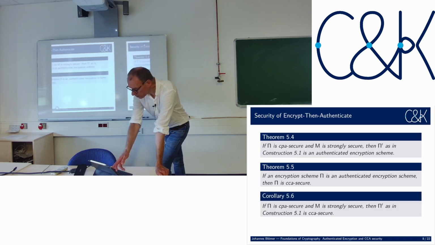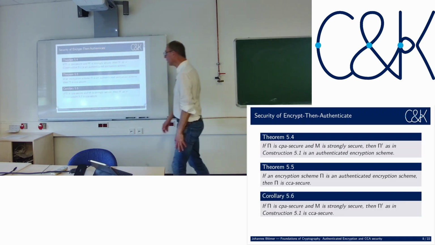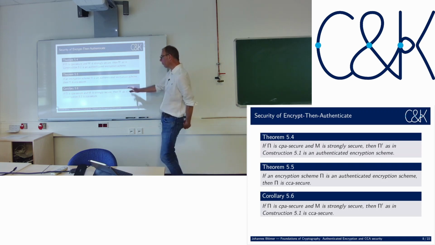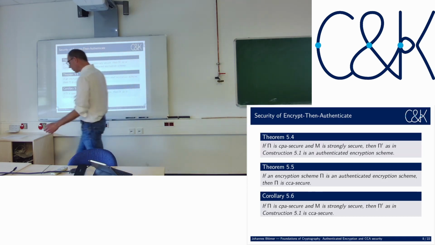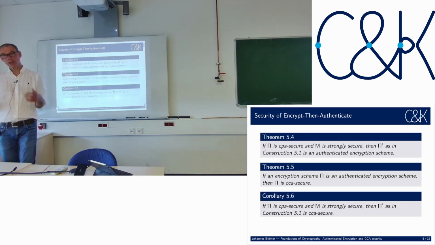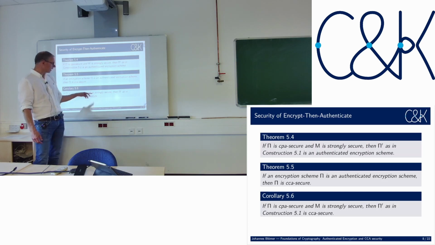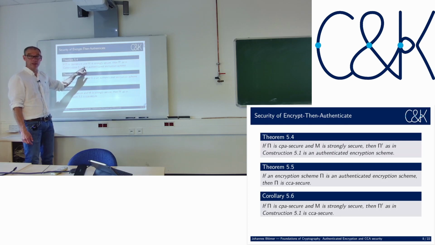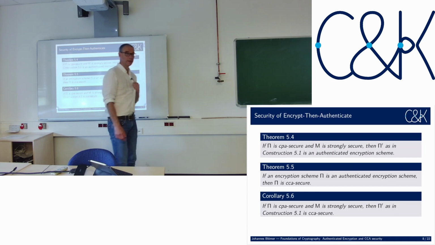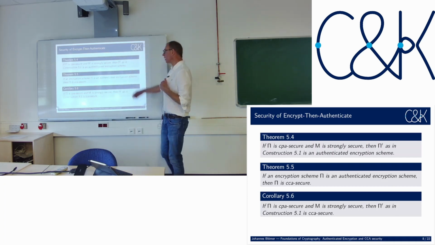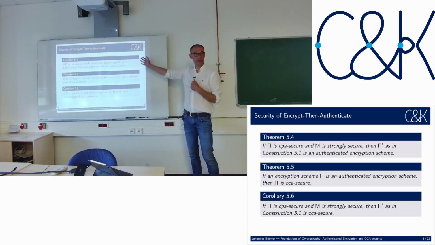Okay, and then we can conclude that if pi, the original, if we use encrypt then authenticate with the CPA secure encryption scheme and the strongly secure message authentication code, then by theorem 5.4, it's an authenticated encryption scheme. So then by theorem 5.5, encrypt and authenticate leads to CCA secure encryption schemes. Just the combination of these two theorems.